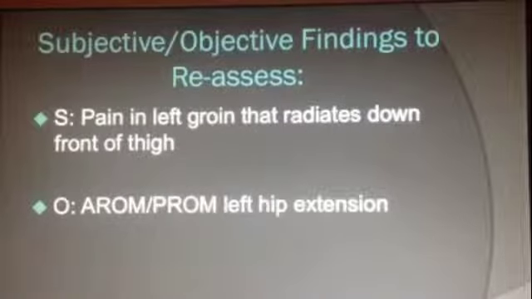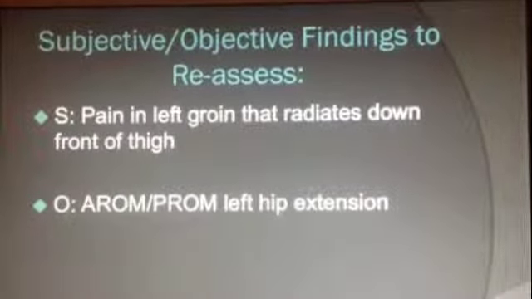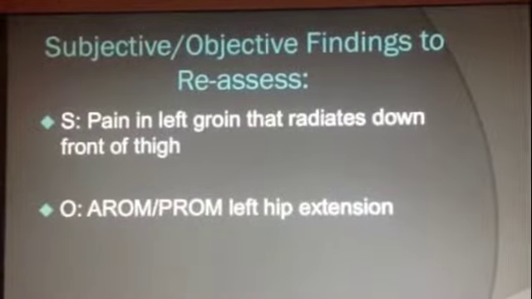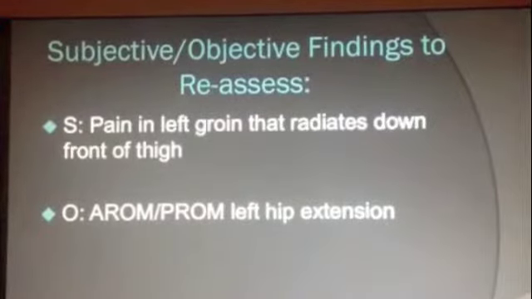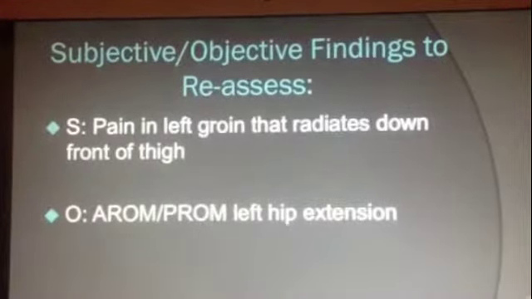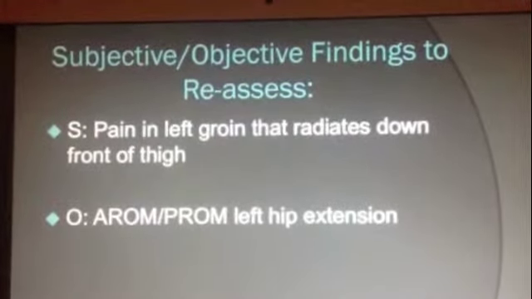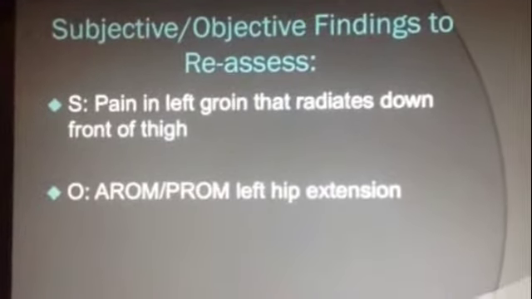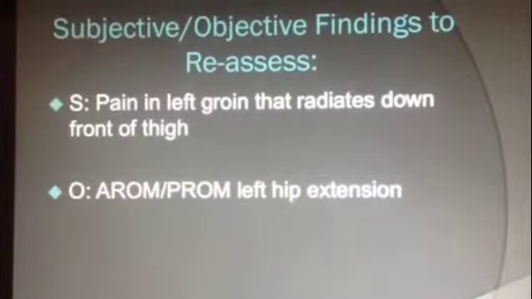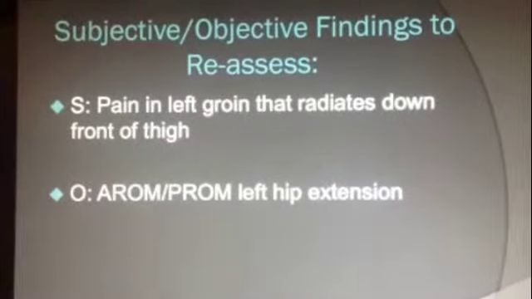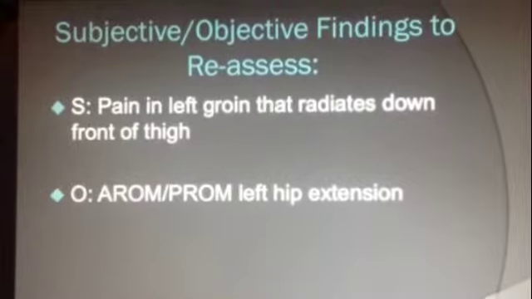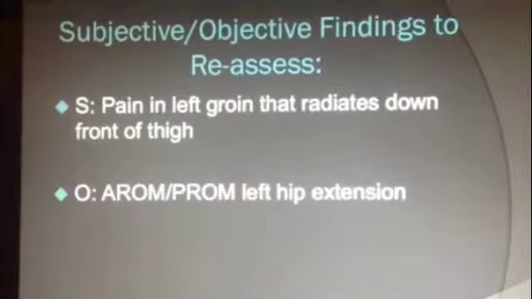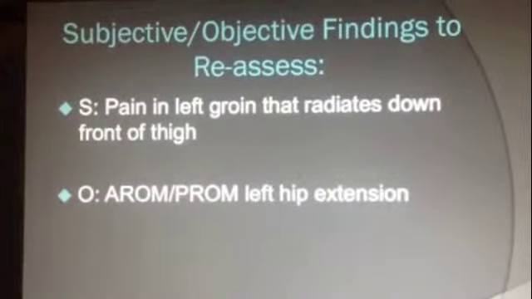So some of the subjective and objective findings that we need to reassess after each session. A subjective finding is that she complains of pain in her left groin that radiates down the front of her thigh. So we need to reassess pain after each session. The objective findings that we need to reassess is that she has decreased active range of motion and passive range of motion in her left hip extension. So we want to make sure that all of the therapy things that we're doing is helping with the hip extension.